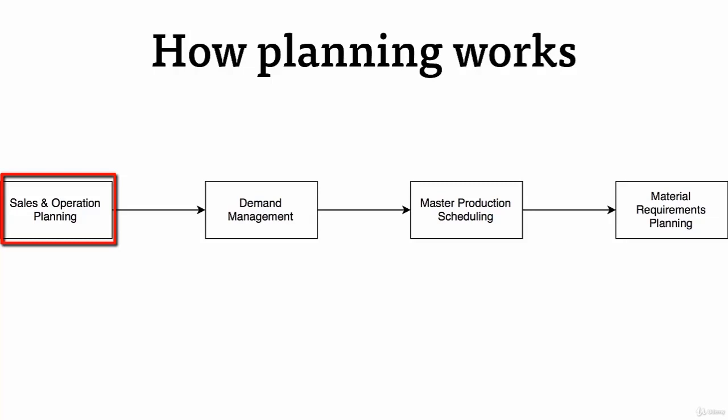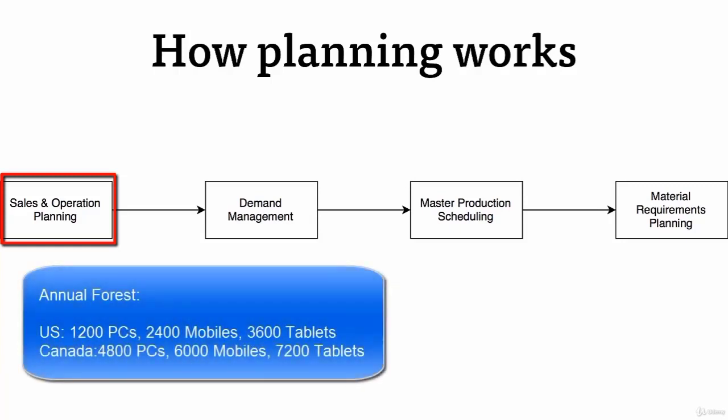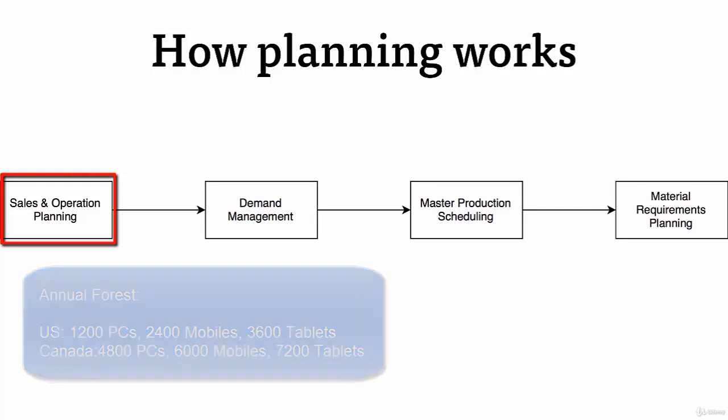The quantities of forecast are planned as a product group, and the period of forecast is always 1 year. In this case, from now until the end of the next 12 months, salespersons and production planners work together to forecast. Okay, in the US market, we'll produce 1,200 pieces of mobile phones, 2,400 PCs and 3,600 tablets. In the Canadian market, there'll be 4,800 mobile phones, 6,000 PCs and 7,200 tablets.